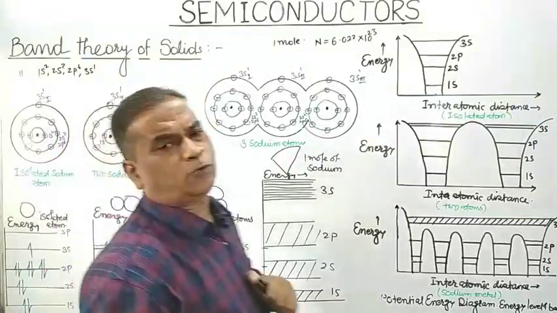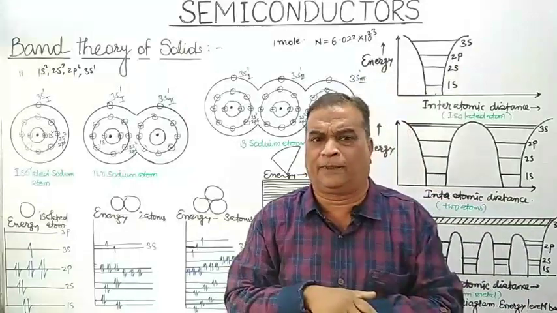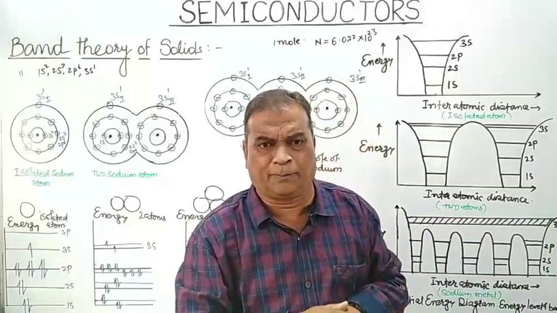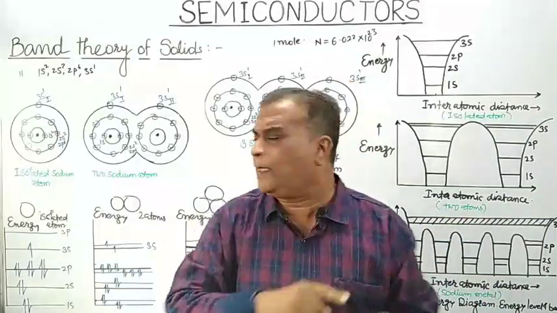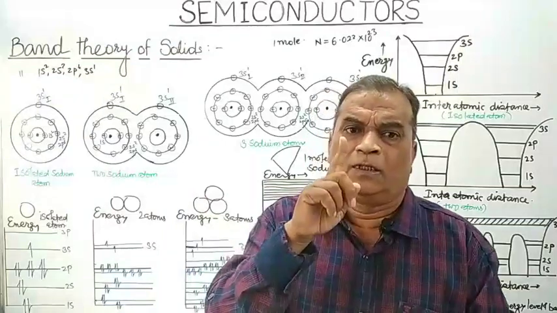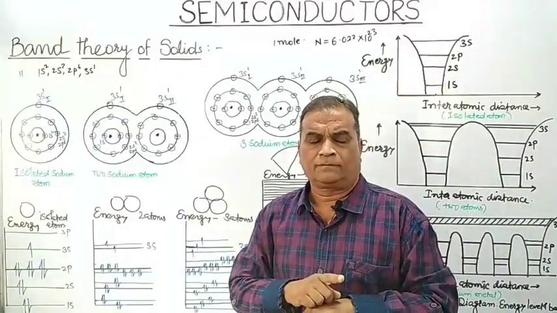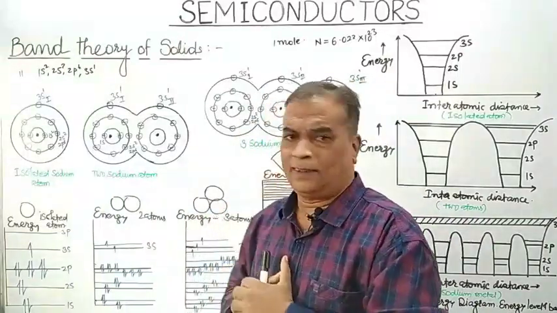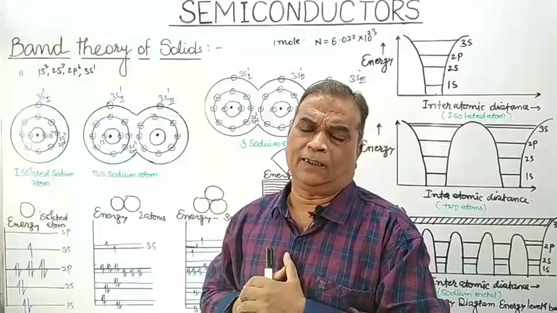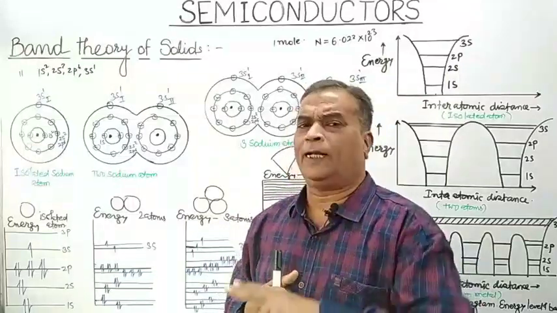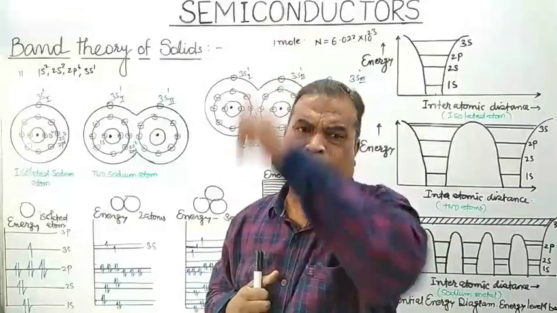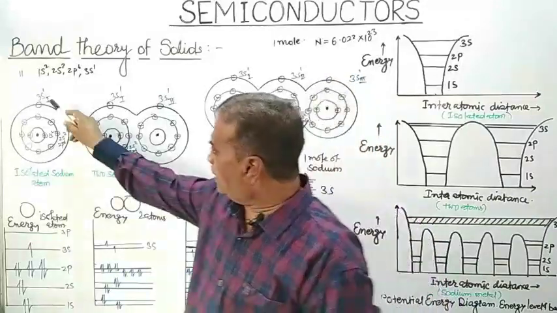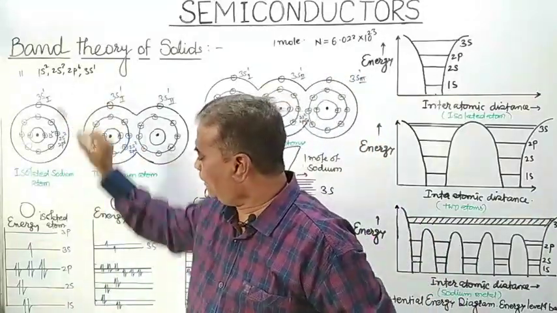Remember the 3 points that you have to remember. According to Pauli's exclusion principle, no 2 electrons can have the same set of quantum numbers, or no 2 electrons can have the same spin to occupy the same energy level, or any energy level can accommodate only 2 electrons, 1 electron having spin up state and the other electron having spin down state. So this is about an isolated sodium atom having 11 electrons.